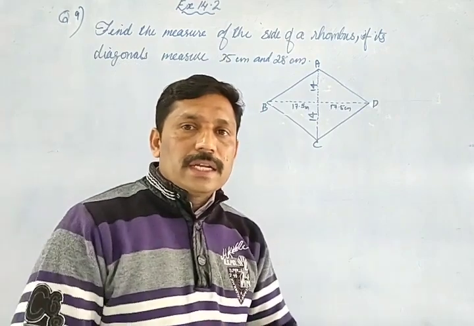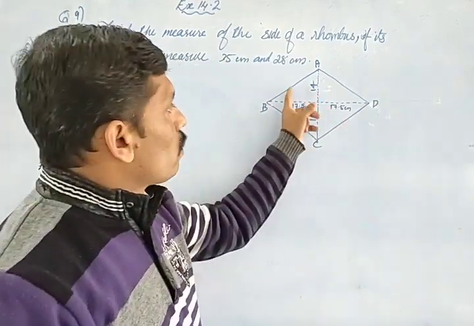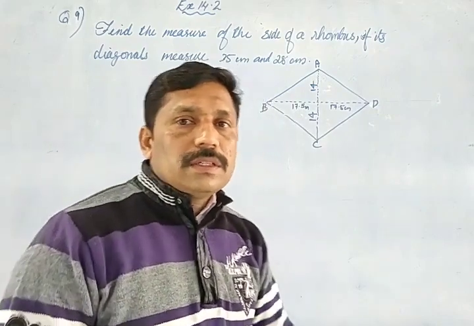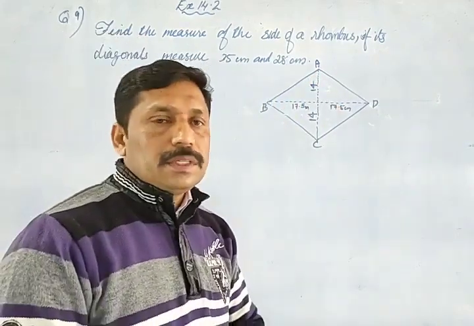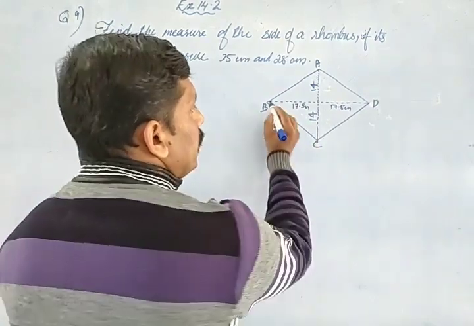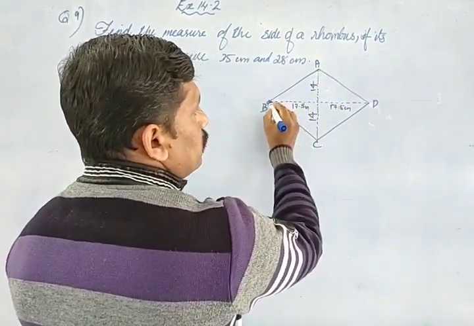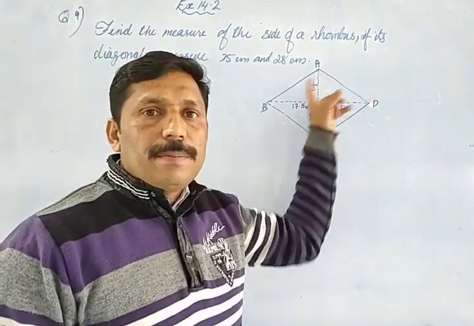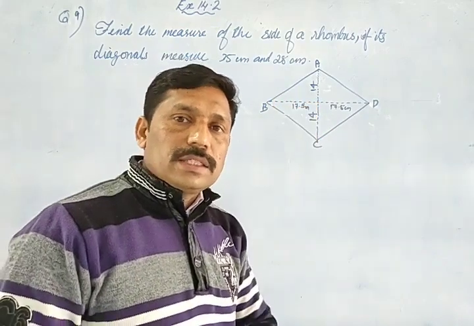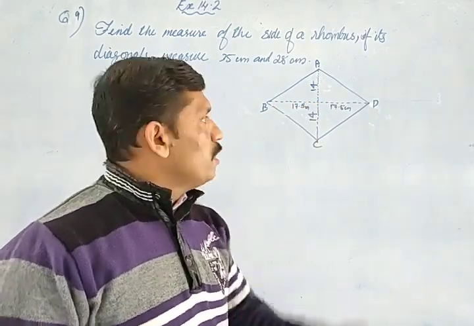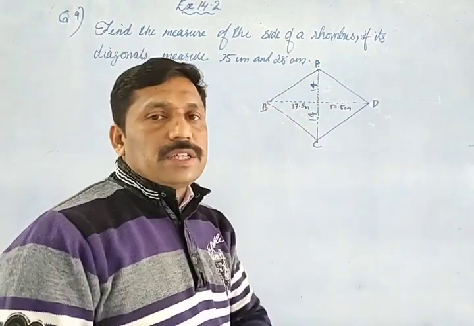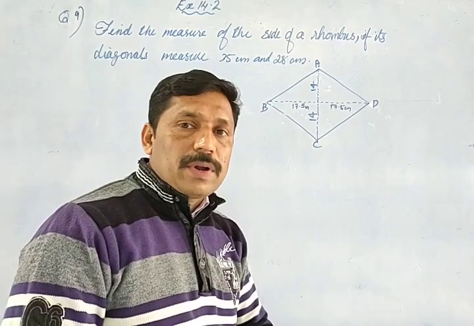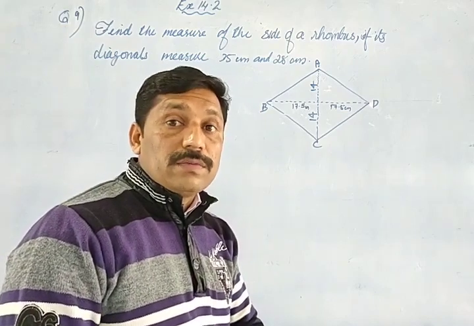So when the diagonals intersect each other, the rhombus is divided into 4 right angle triangles. We want to find out the length of one side. If we take one right angle triangle, this is the base, this is the height, and this is the hypotenuse. The length of the hypotenuse is equal to the length of the side of the rhombus. So if we find the hypotenuse, that will be equal to the side of this rhombus.